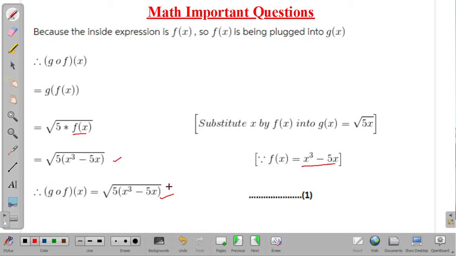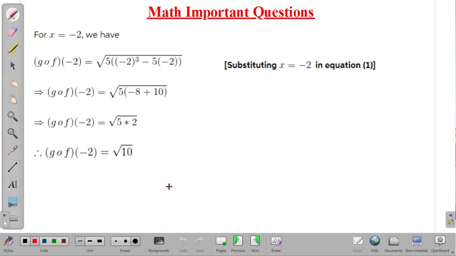Now we have to find (g∘f)(x) at x equal to -2. Therefore, substituting x equal to -2, we will get (g∘f)(-2) equal to square root of 5 into, at the place of x you need to substitute -2. So 5 into (-2) whole cube minus 5 into (-2). So we will get the required value of (g∘f)(-2) equal to square root of 10 after simplification.